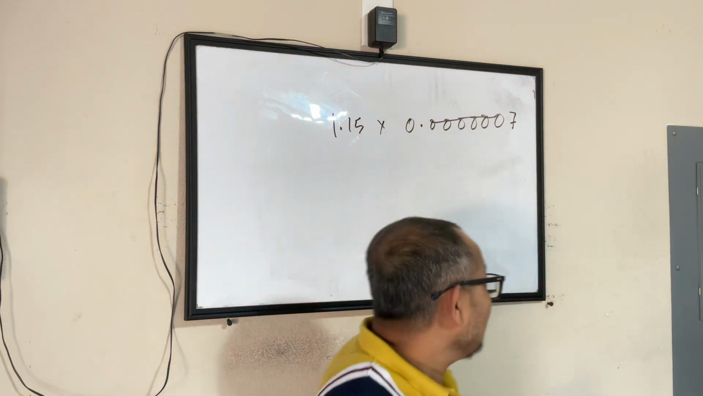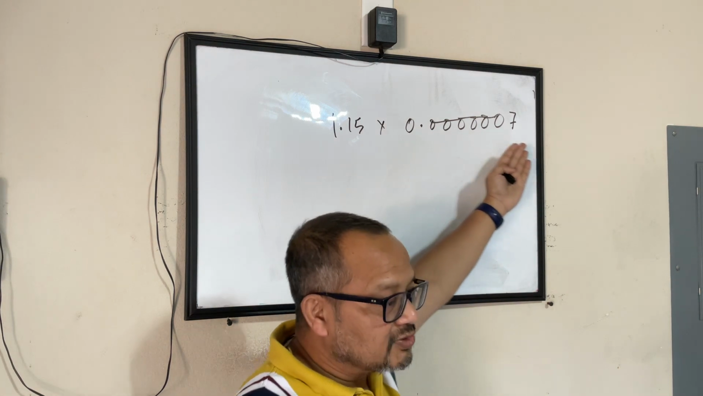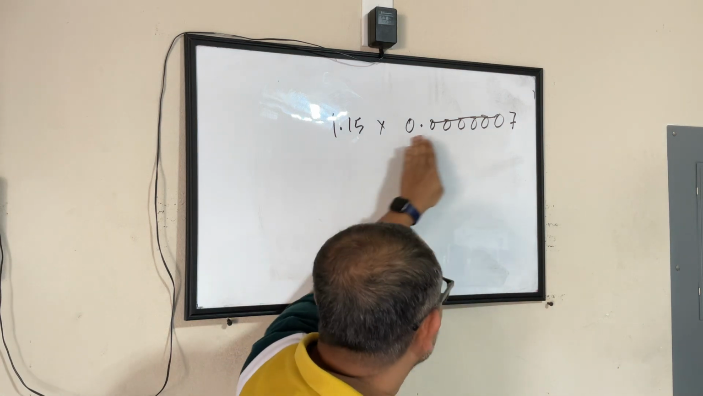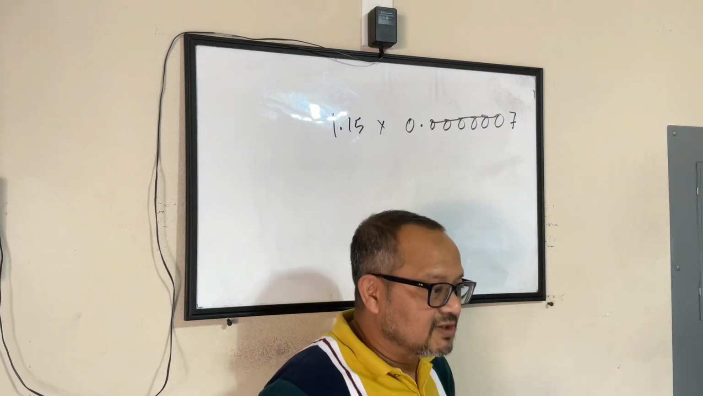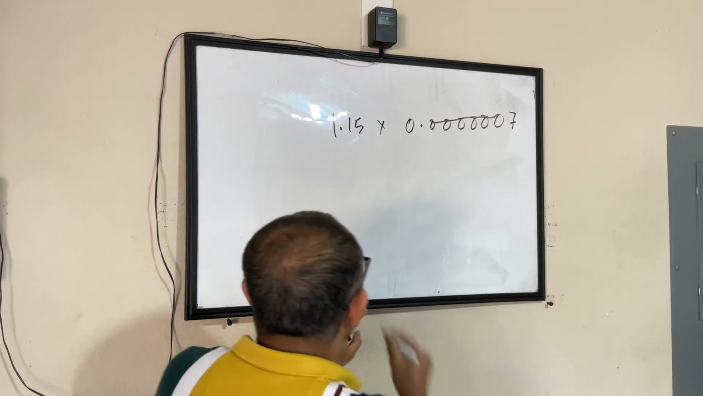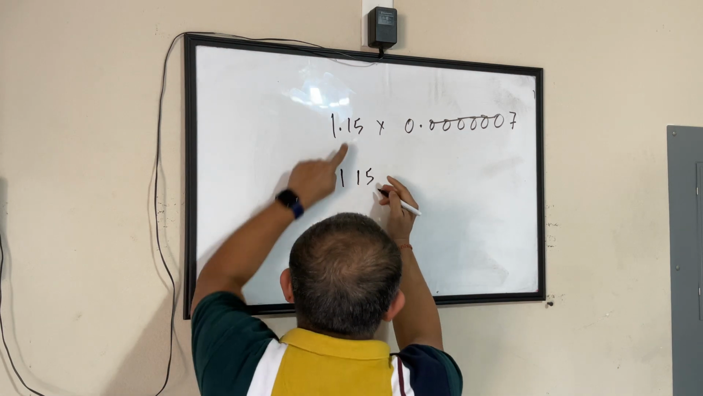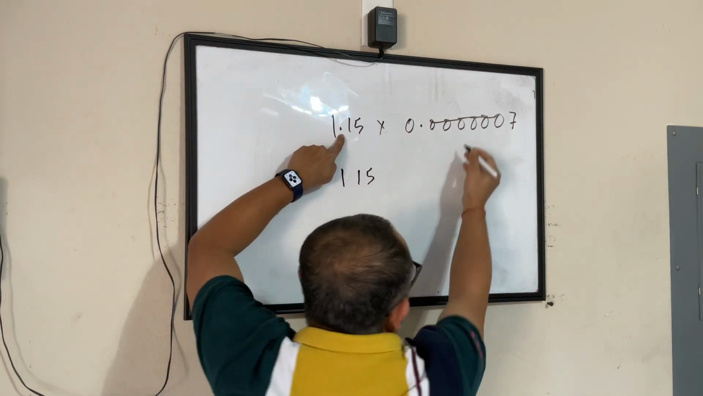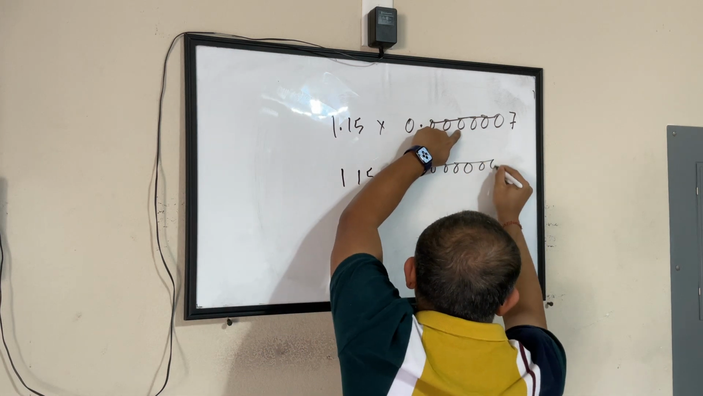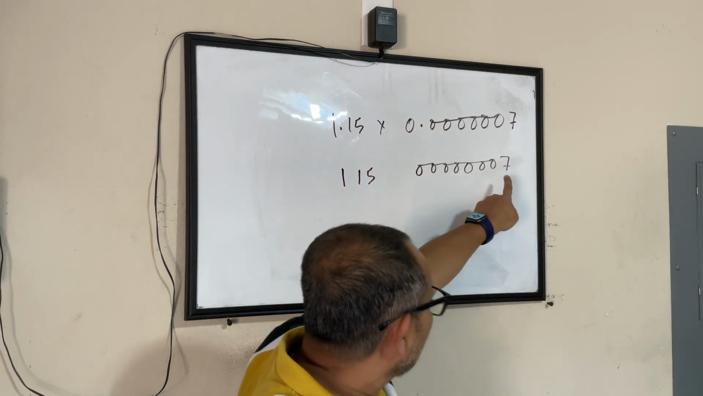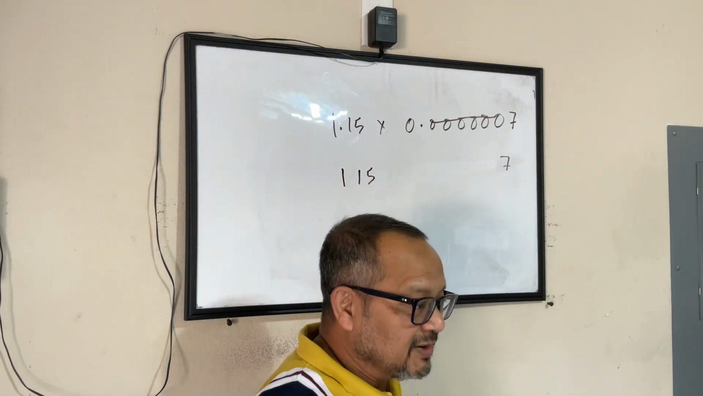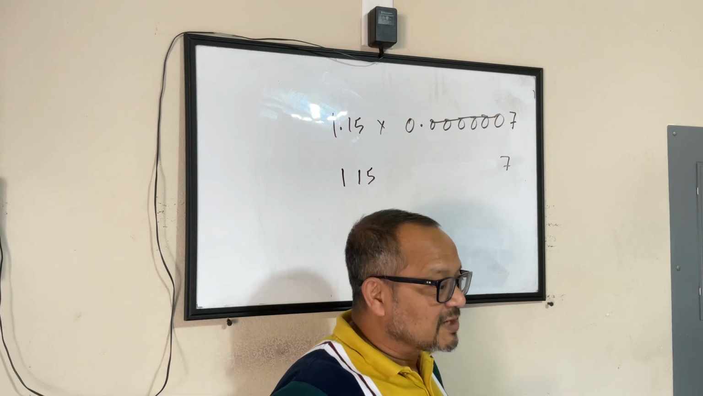Okay. So, same thing. You don't have to worry about it because just now we learned a formula that when I have to multiply decimals, I will forget about the decimal. Okay. And then what do I have? 115. I forgot about this decimal. And then here I have 0.00000007. So 7 zeros and then 7. I don't care. See, life becomes much easier.